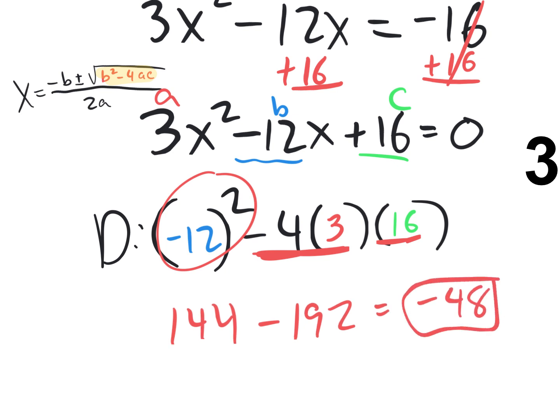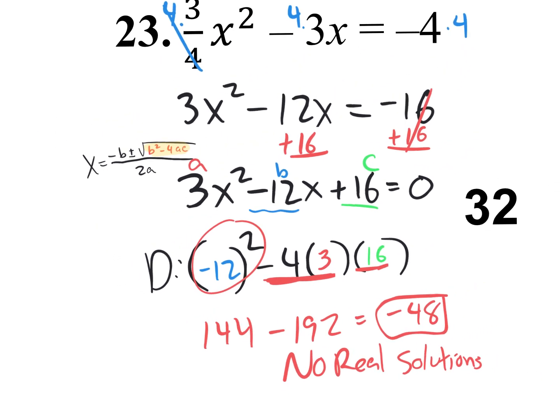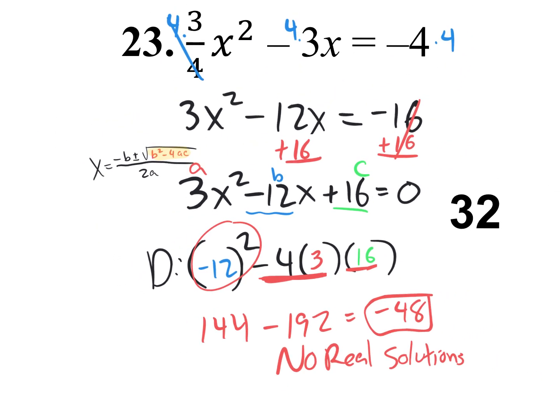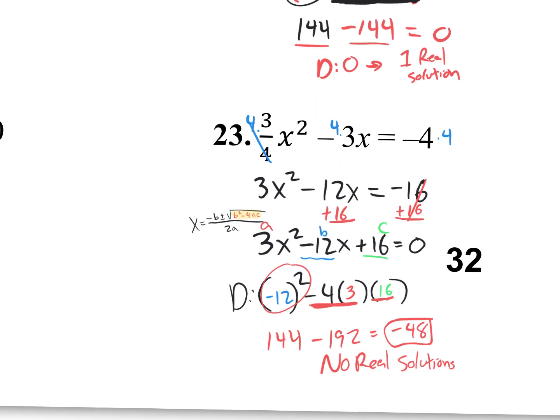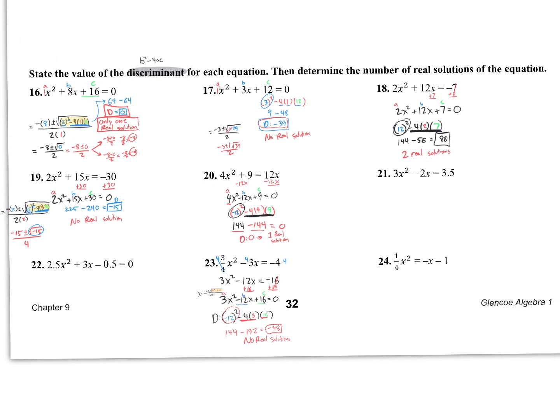Knowing that this inside value is a negative, we know that this is imaginary, which means that it has no real solutions. The parabola will not cross the x-axis because it doesn't have real solutions. X-intercepts are the solutions. All right, so I guess that's enough for this second half of the worksheet.